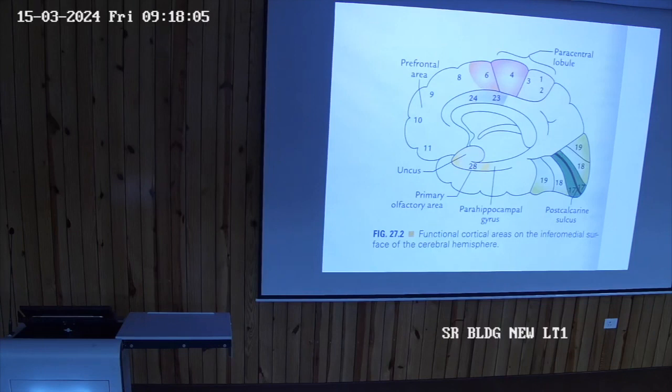The motor function, if we stimulate or give electric stimulation to the area number 4, it will result in contraction of the skeletal muscle of the opposite side of the body. But listen carefully. This contraction of skeletal muscles on the opposite side of the body is not in the face, not in the head and neck, only in the limbs and trunk region. Why?